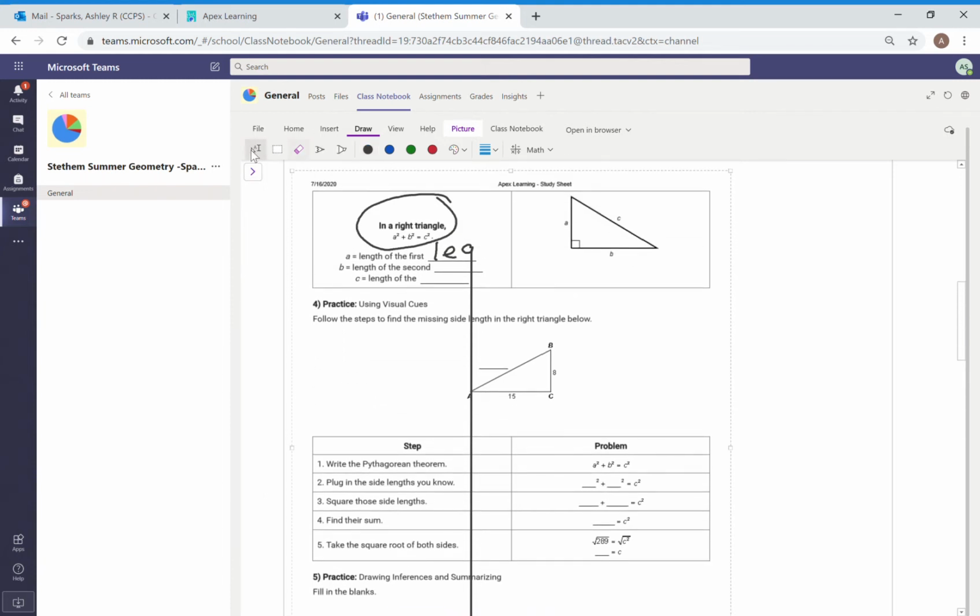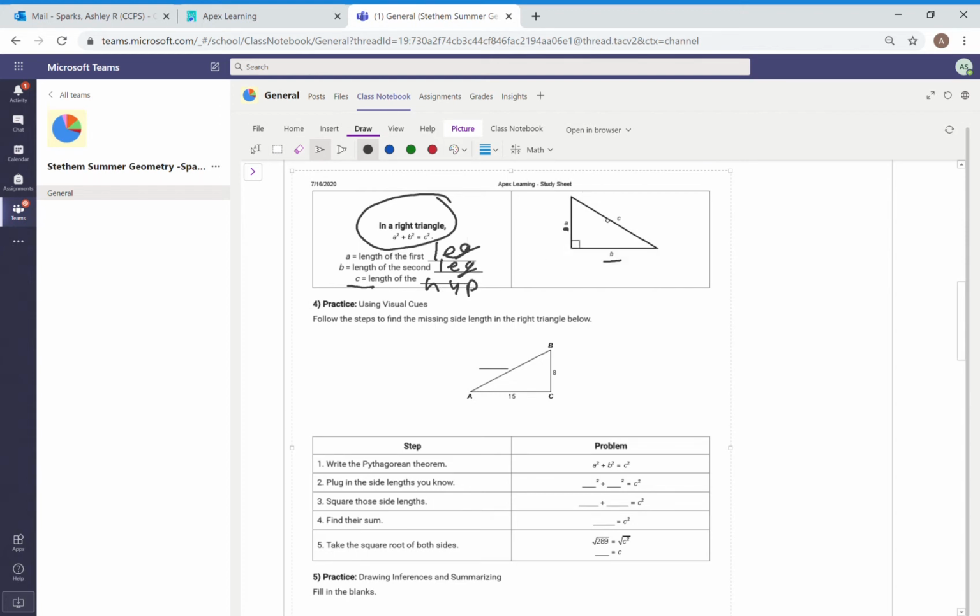Sometimes there are questions of like, does it matter which one is which? No, it doesn't. The legs are very interchangeable. So like they have A here and B here. If I flip them, it's still the same. The side that matters most is C. C is the length of the hypotenuse. Okay.